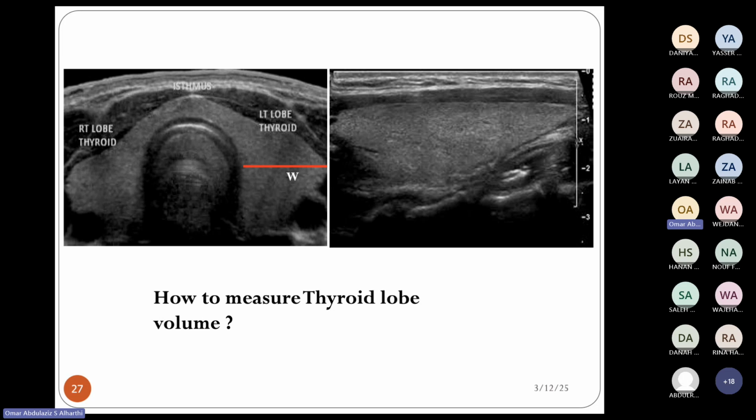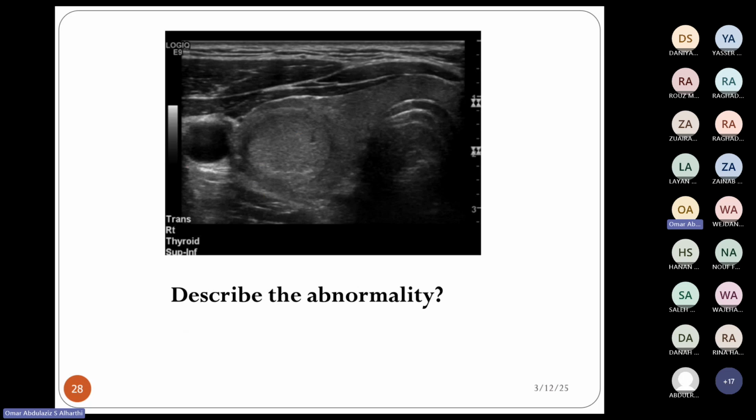So we get the width, length, and height, and we multiply it by 0.52, right, or 0.51, right? Okay. What is happening here in this thyroid? Mass. There's a mass or a nodule. Yes, there's a nodule here. Okay. What is this structure, the white lines here? Trachea. Excellent. Yes.